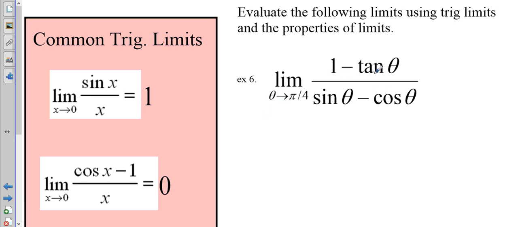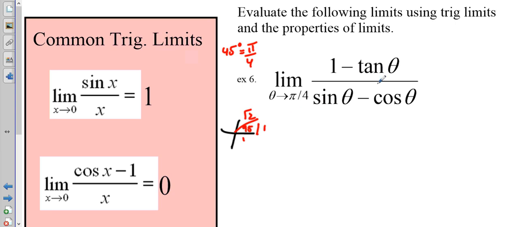So you have 1 minus tangent of theta, and pi over 4. Pi over 4 is 45 degrees. 45 degrees is pi over 4, just so everybody knows. And so we have a ratio of 1 to 1 to the radical 2.